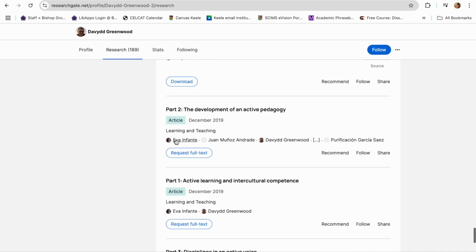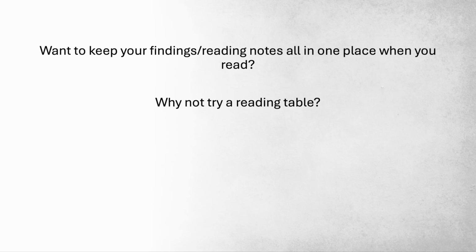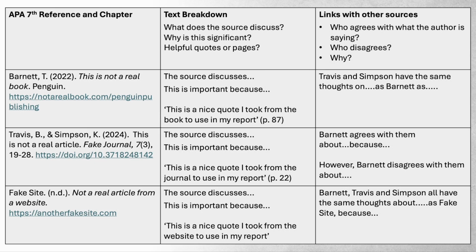they have written. Want to keep your findings and reading notes all in one place when you read? Why not try a reading table? And here is what one looks like. 3 columns. The first column, APA 7th reference and any chapter numbers that you want to include. Middle column, what does the source discuss? Why is it significant? Helpful quotes or pages. And the last column, links to other sources. Who agrees with what the author is saying, who disagrees and why.